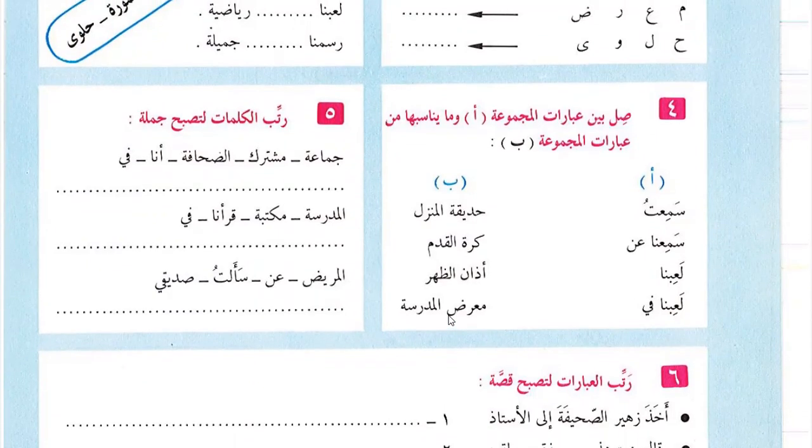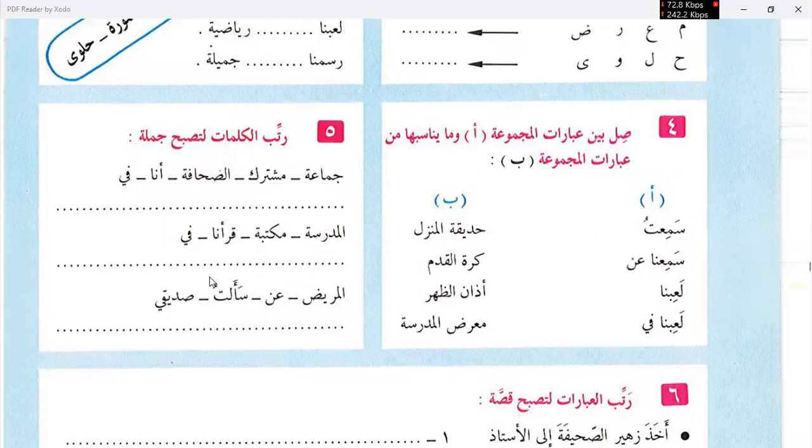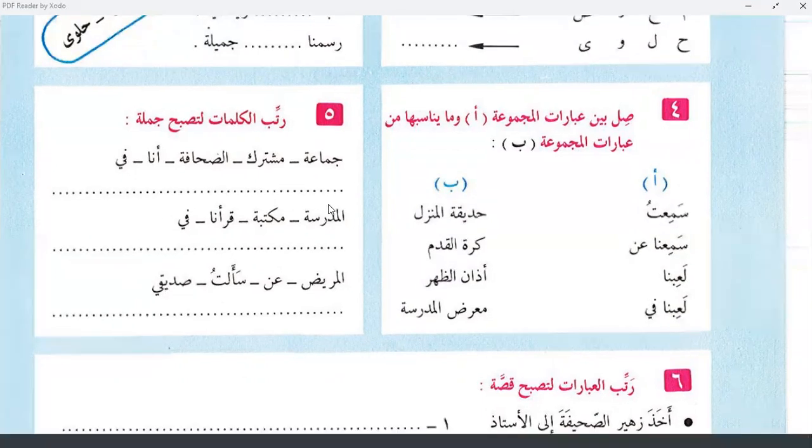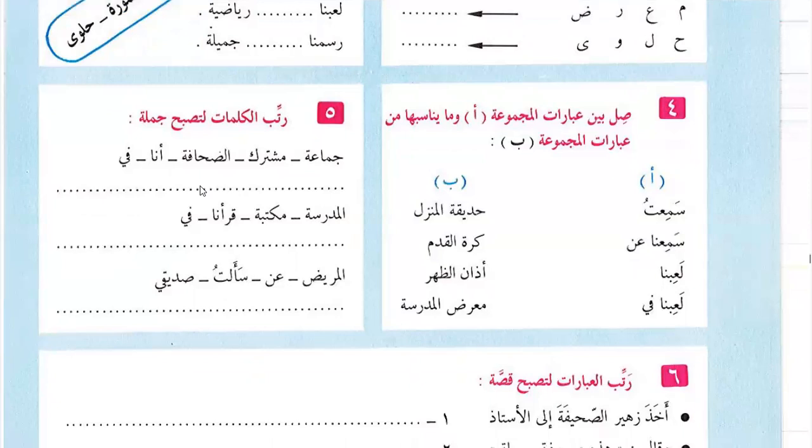Rattib al kalimati li tusbiya jumla. Arrange the words so that they become a sentence. Mr. Jibreel. Yes, sir. Make a sentence using these words.